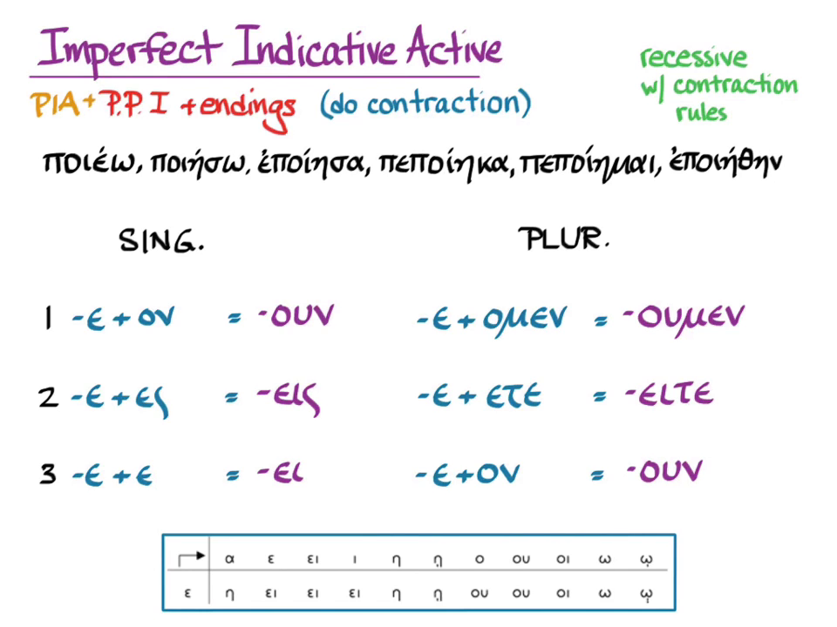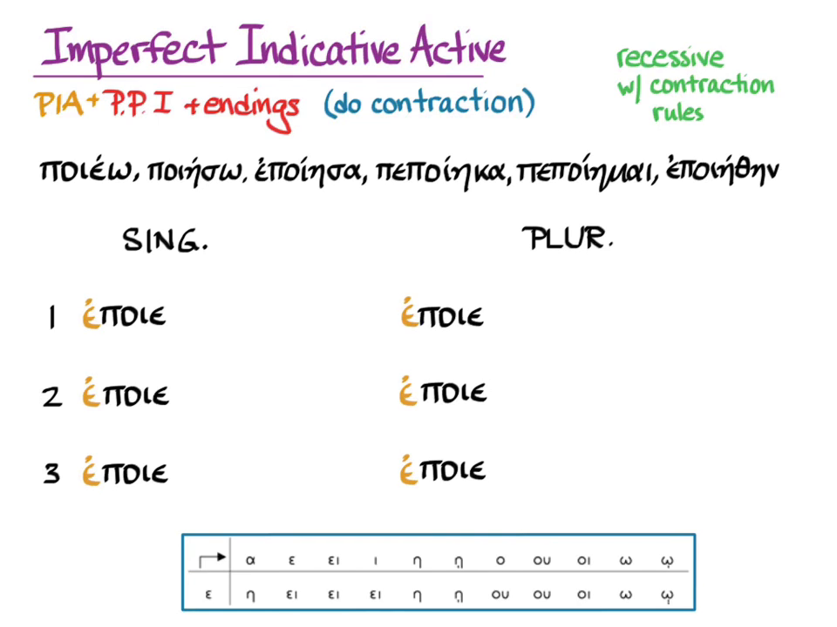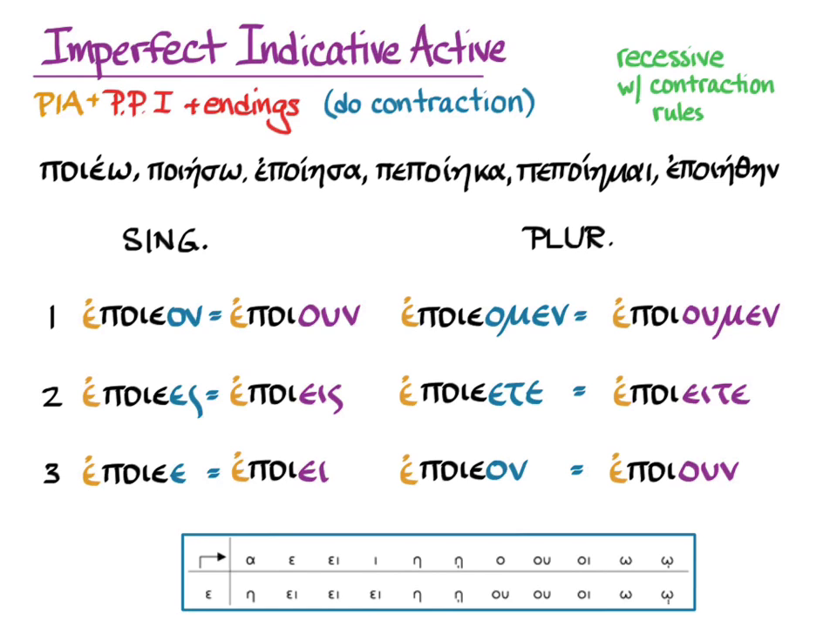Same rule for accent. So let's do that with our actual verb. There's the augment and our stem and the endings that we know. And I'm going to go ahead and just plunk the whole contracted form in there. And I'm going to wait until after I put in the accents to pronounce these for you because I want you to see what happens.